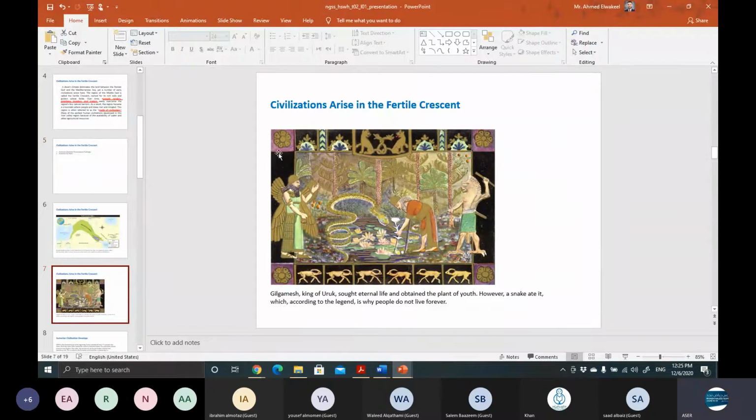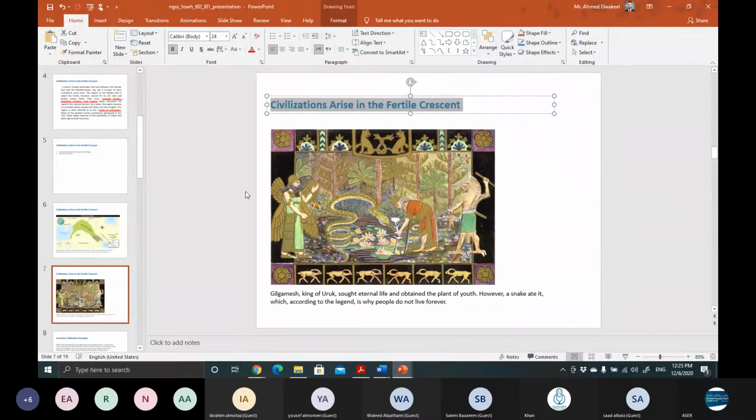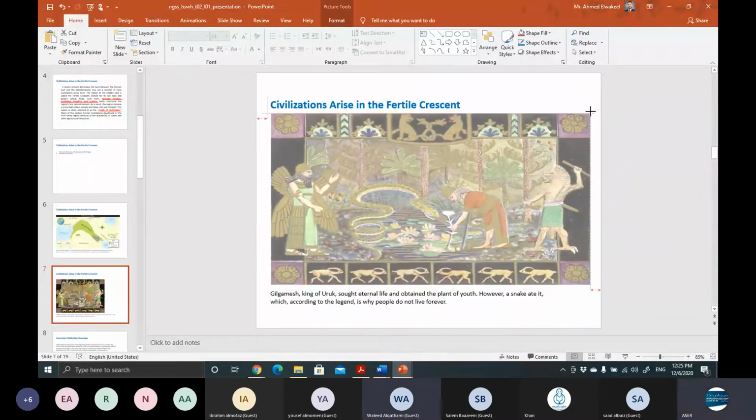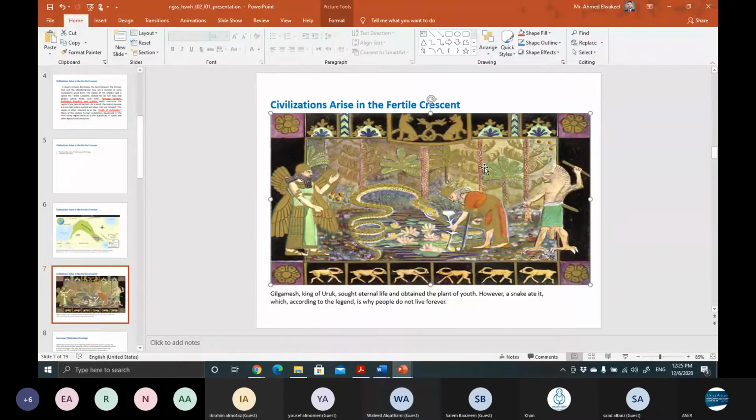Walid, can you read, please? Page 36 or 26? 26, I'm sorry. What paragraph? The first one, Civilizations Arise in the Fertile Crescent. All right.